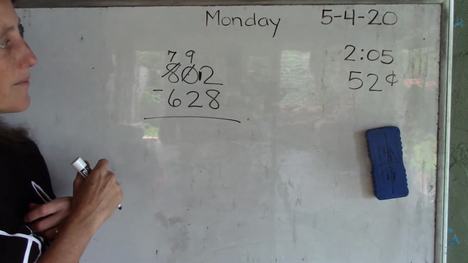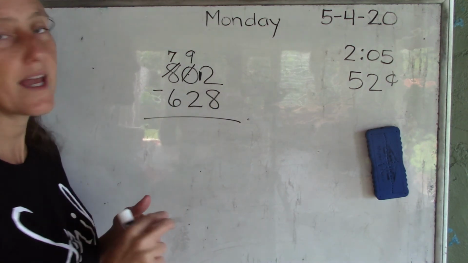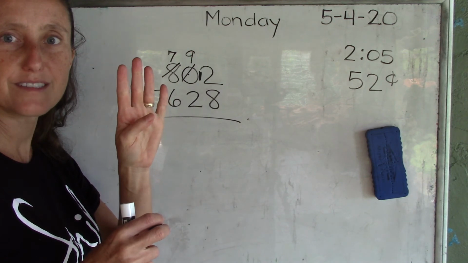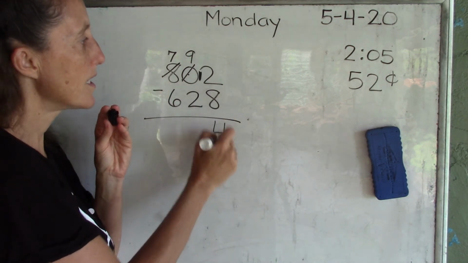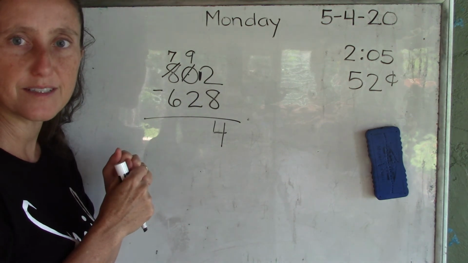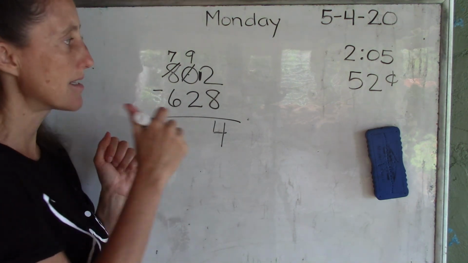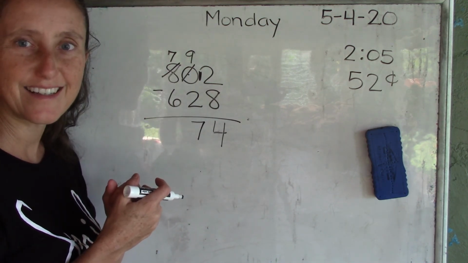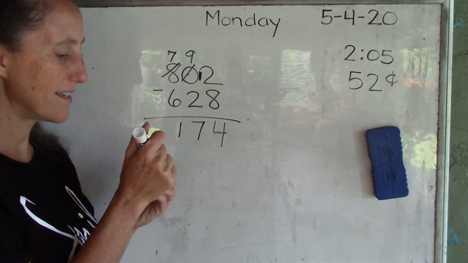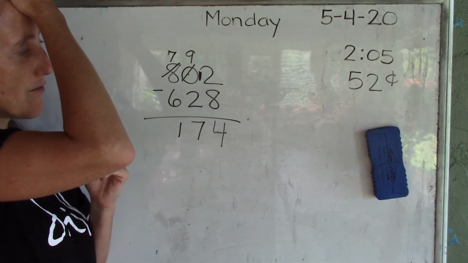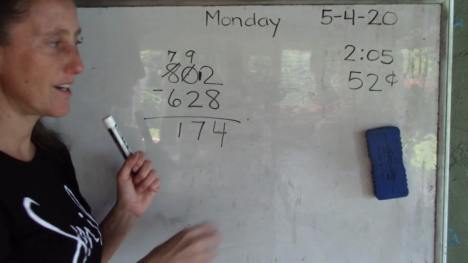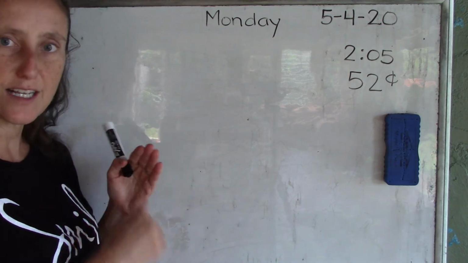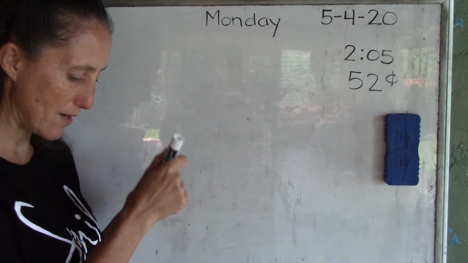And this one becomes a 12, right? He gets the 1 in front. So what is 12 take away 8? We can count up. 8, 9, 10, 11, 12. 4. What is 9 take away 2? You're right, 7. What is 7 take away 6? 1. You're right, there's 1 left. So you would have 174. So remember, you have to borrow if you can't take away a bigger number from a smaller number. So remember.